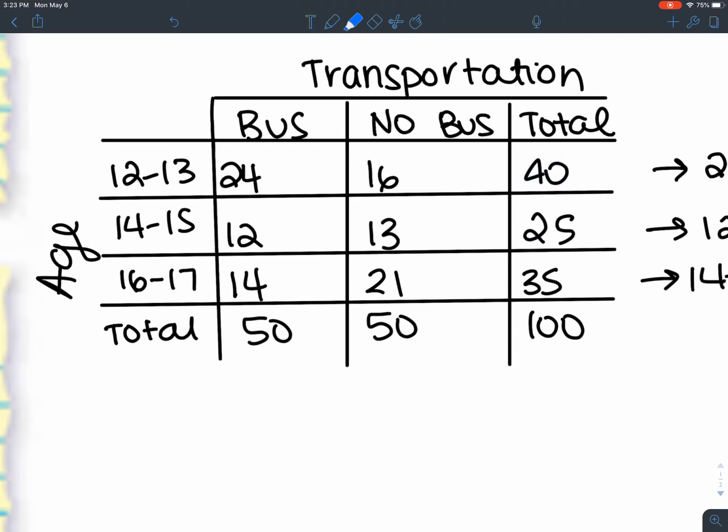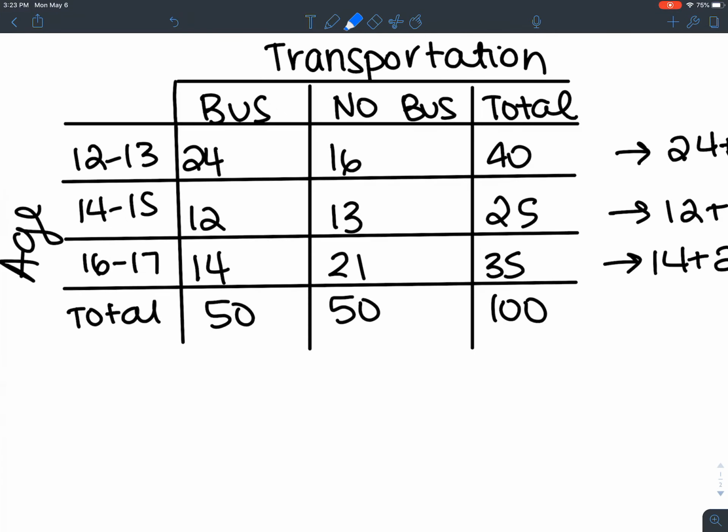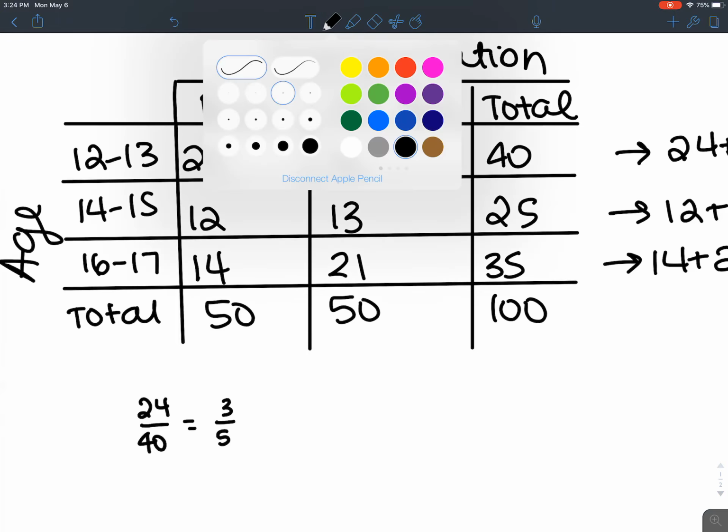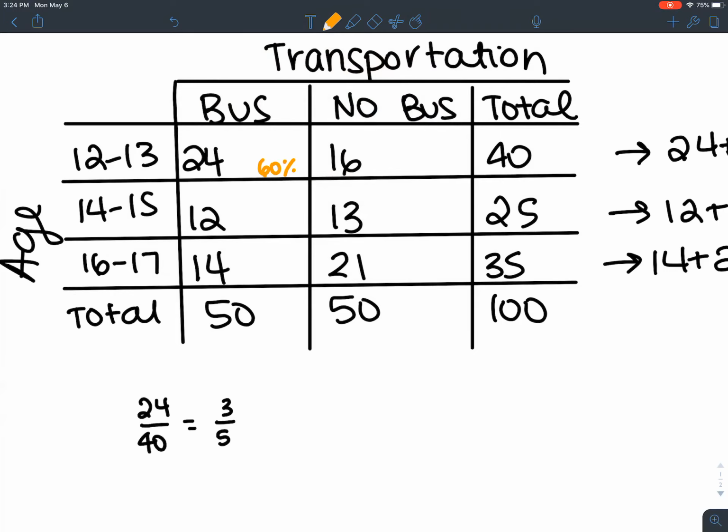So in order to do a comparison within the grades, we actually need to look at the percentage, okay? So what we're going to do is take the numbers in this column and divide, in this row, by the total in that row. So if we do 24 divided by 40, that can reduce both by 8, so we get 3 out of 5, and that is 60%. So this is 60% of that age group rode the bus, which means the other part, 40%, did not. And I can continue to do that.